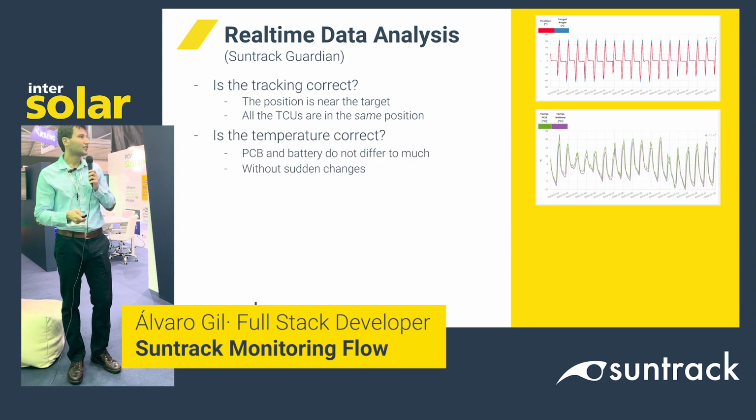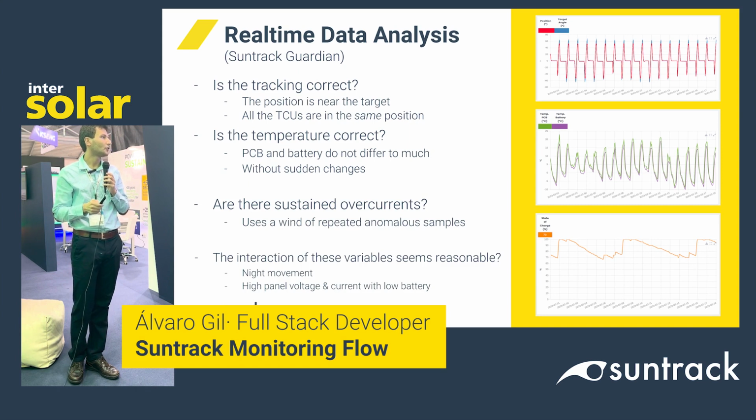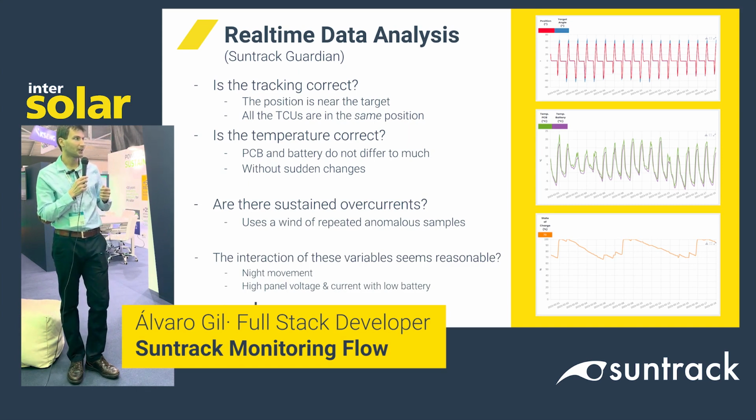So another example of this is the temperature. For example, the temperature between the PCB and the battery, because it wouldn't be very normal if the PCB is at 20 degrees Celsius and the battery is at 40 degrees Celsius. That doesn't seem reasonable, so we would consider that another anomaly. And there are other anomalies that are more focused on preventing a real failure, which are, for example, overcurrents. Overcurrent is not a failure by itself, but it could lead to a blocked axis.